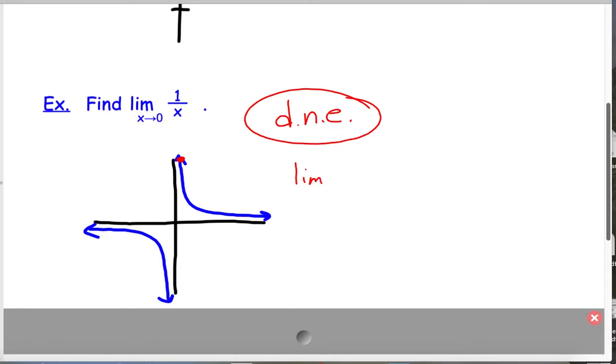However, if I said, what's the limit as x approaches 0 from the left of 1 over x, then you would say, well, it doesn't exist, but you can be more specific and say negative infinity. Or if I ask, what about the one-sided limit as x approaches 0 from the right? And then you would say it doesn't exist, but more specifically, it goes to positive infinity.